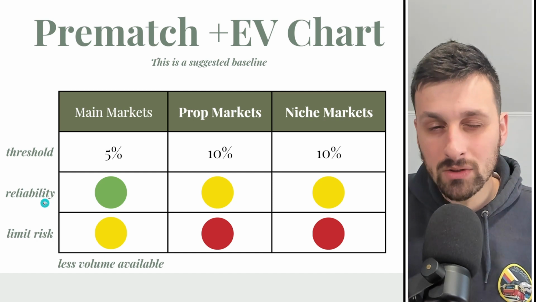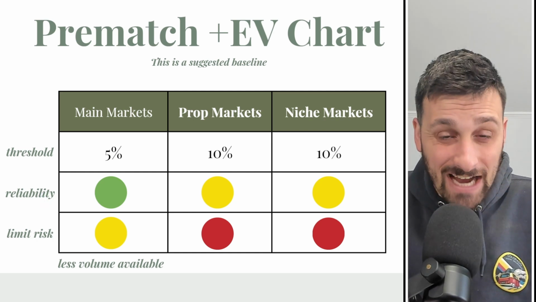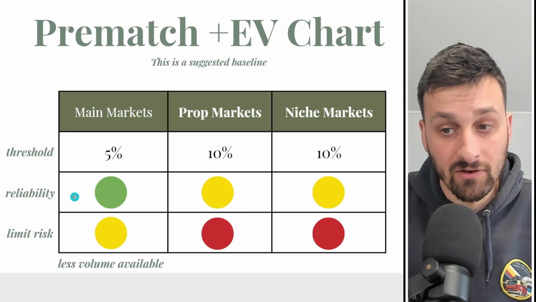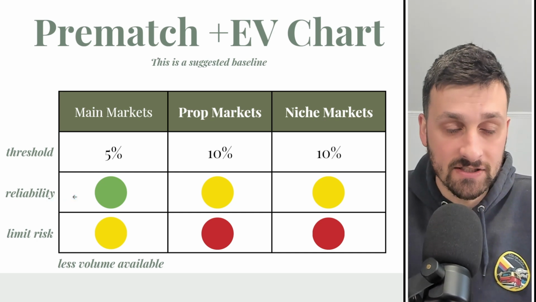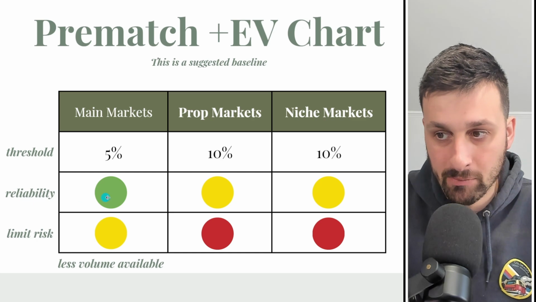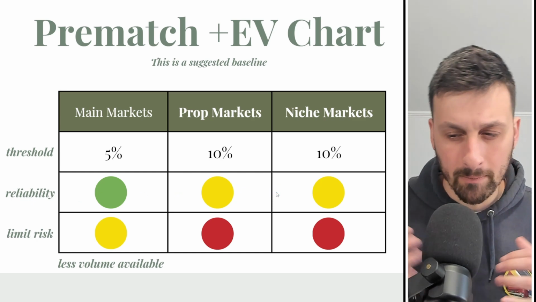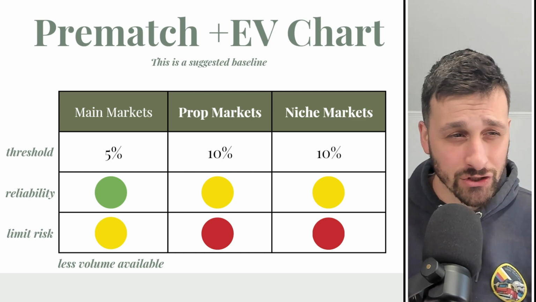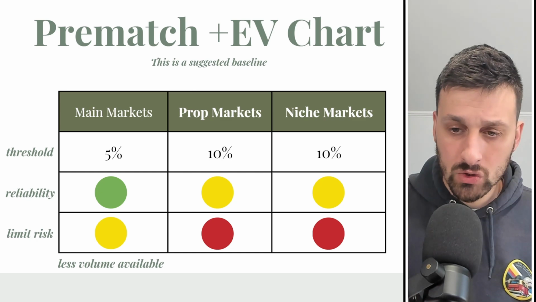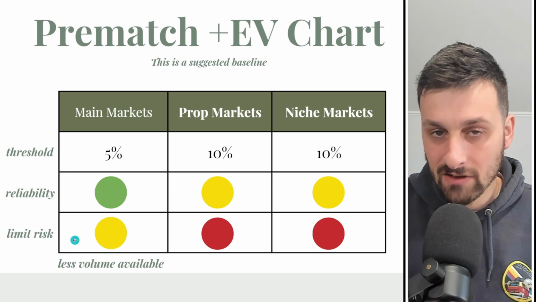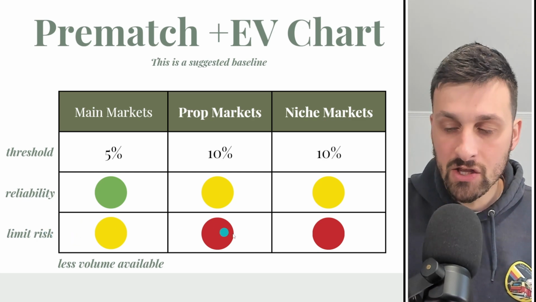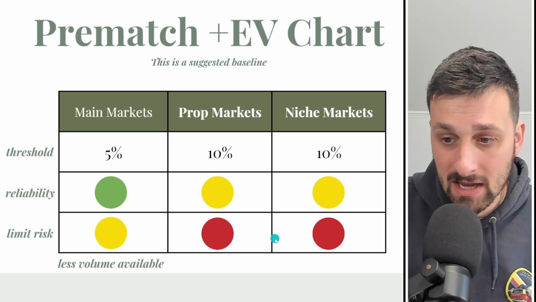Reliability. This is how likely it is that it's actually truly plus EV. For main markets, if you have an outlier, it's typically going to be very, very reliable. But for props and niche markets, there's going to be some wiggle room in who is sharp, who is not sharp. Is this market actually one you can trust? And then, of course, we have the limit risk. You are less likely to get limited on main markets. You are more likely to get limited on prop and niche markets.